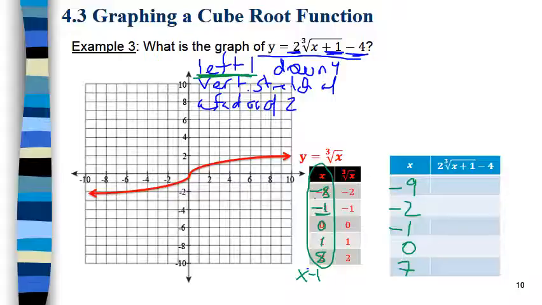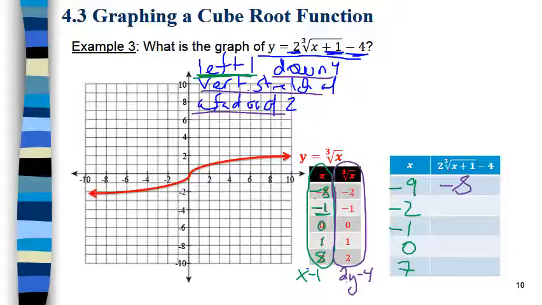Then a vertical stretch by a factor of 2 and down 4 means we're going to take our y values and multiply them by 2, and then move them down 4, so subtract 4. We can apply that transformation to these y values, or you can put the x values in and solve for y. So negative 9 plus 1 is negative 8. The cube root of negative 8 is negative 2. Negative 2 times 2 is negative 4, minus 4 is negative 8. And that works both ways.